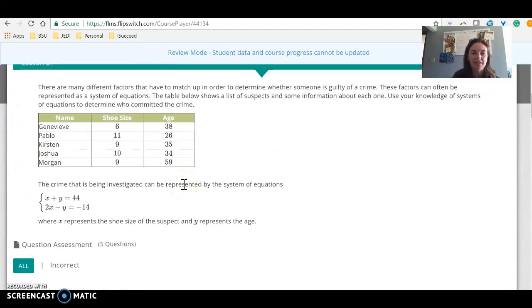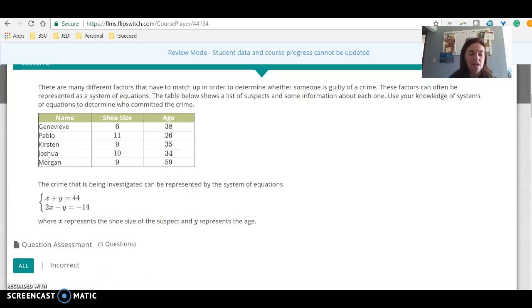There are many different factors that have to match up in order to determine whether someone is guilty of a crime. These factors can often be represented as systems of equations. The table below shows a list of suspects and some information about each one. Use your knowledge of systems of equations to determine who committed the crime.